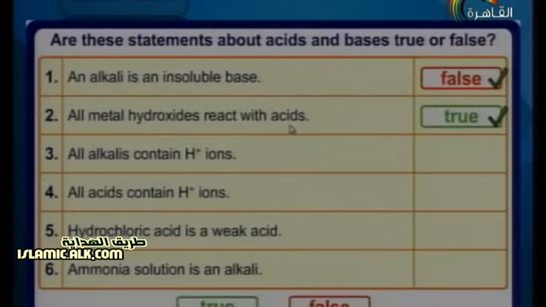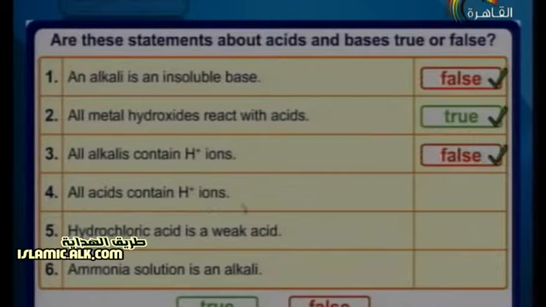It is a rule. Alkali contains positive hydrogen ion. It's false here. Why? Because alkalis are metals that produce a positive metal ion, and in these alkalis we have the hydroxide ion. So hydrogen ion is not found here.